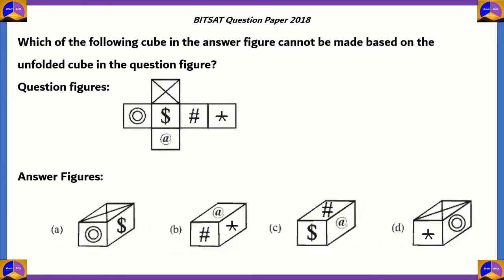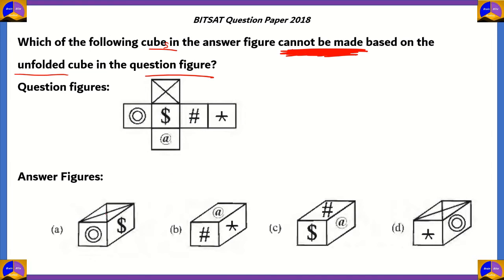Next question. Which of the following cubes in the answer figure cannot be made based on the unfolded cube in the question figure? So we have a cube's net shown to us, and we need to find out which of the cubes is not possible. So remember, the important word here isn't the unfolded cube or the following cubes in the answer figure, it's the word cannot. So basically, we need to find out a cube which cannot be made using the given net.